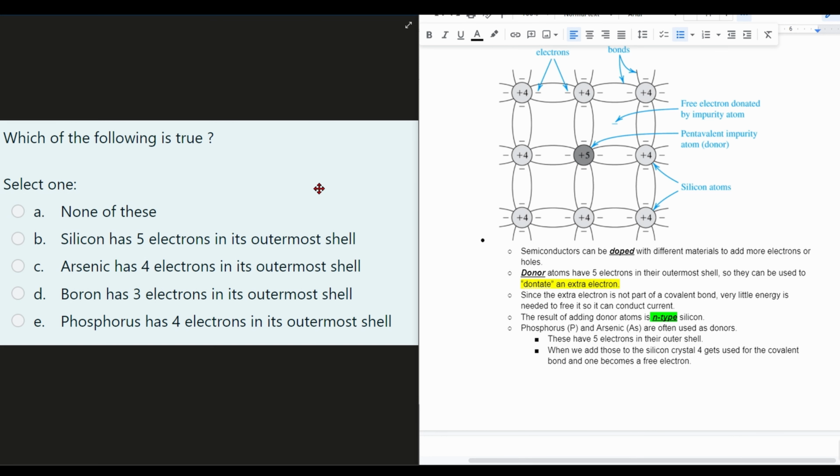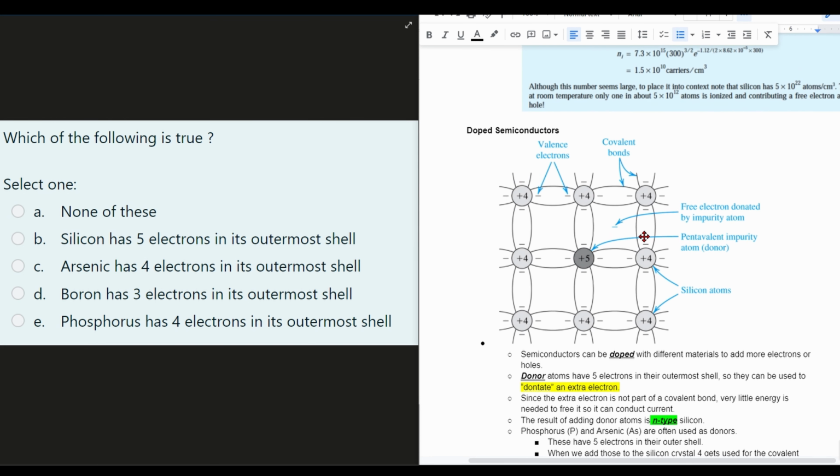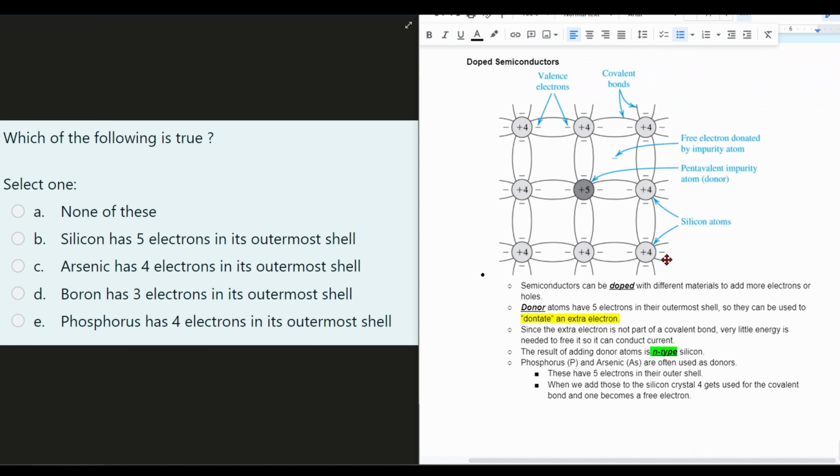Whereas, which of the following is true? And this is going to be a question for our semiconductors. So first we were asked: silicon has 5 electrons in its outermost shell. With doped semiconductors, or donors, they have 5 electrons. So that means that silicon would have to be a donor for 5 electrons.